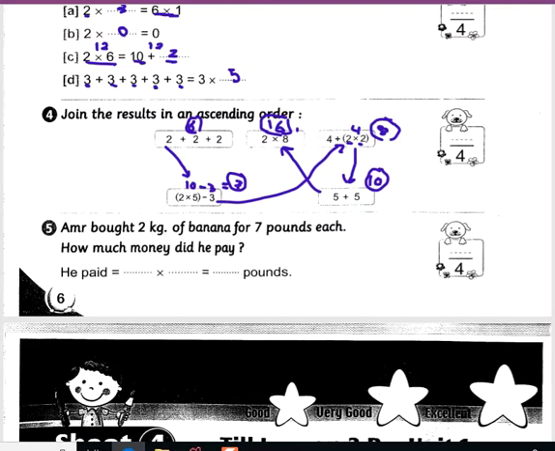Number 5, Amr bought 2 kilograms of bananas for 7 pounds each. How much money did he pay? He bought 2 kilograms of bananas. Here we have 1 and here 2. The price of each one equals 7. So we can say 7 plus 7 equals 14, or use the multiplication operation. We'll say 7 times 2 or 2 times 7. It will be the same product. 2 times 7 equals 14.